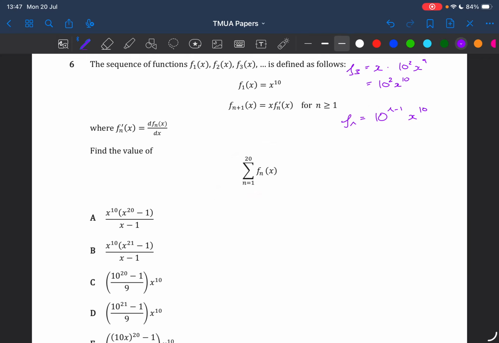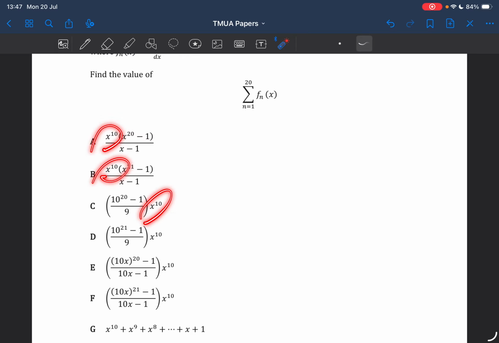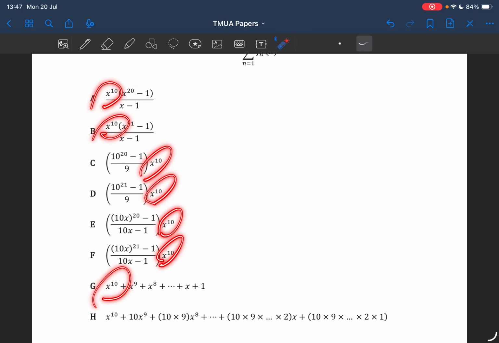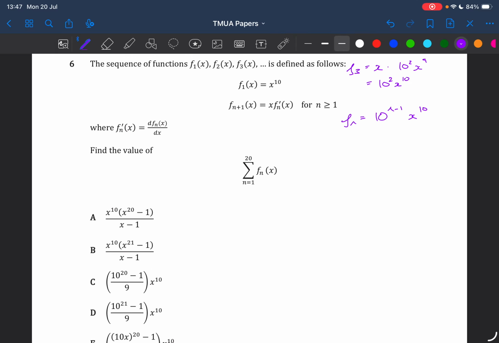So x to the 10 can come out. I'm not going to be cycling through that at all. It's just a factor of everything in it. So it will be some multiple of x to the 10 we have at the end. And you can see that they all have x to the 10 in them somewhere, don't they? So that's good. So what do we need to have? This is the same as x to the 10 times by the sum from n is 1 up to 20 of 10 to the n minus 1.